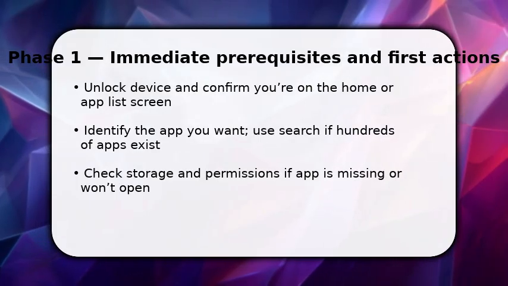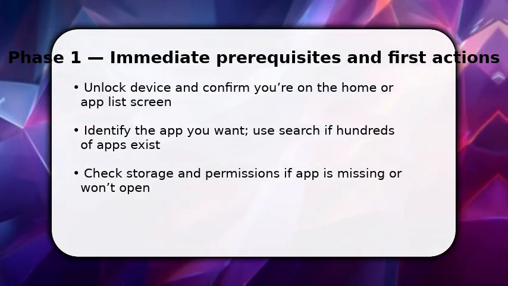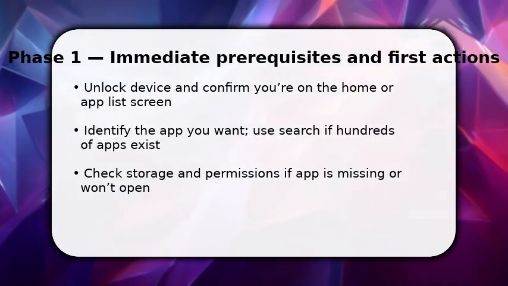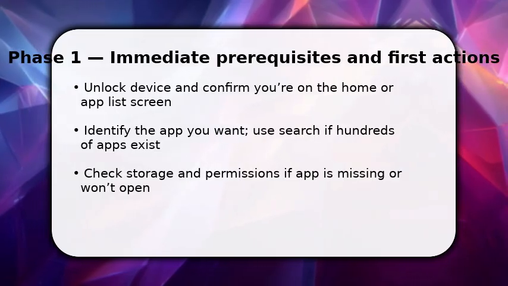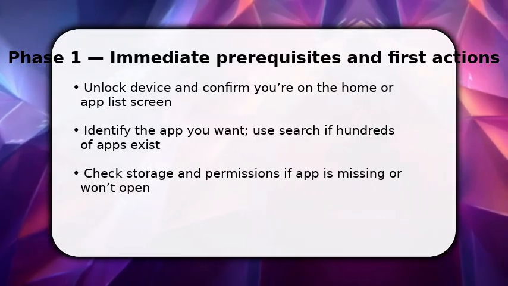You'll start by unlocking the device and opening the app list so you can act immediately. Once done, find the app, scroll, swipe, or use search. This saves time. Make sure the app is installed and has necessary permissions so it appears. If it's missing, open your store to reinstall.